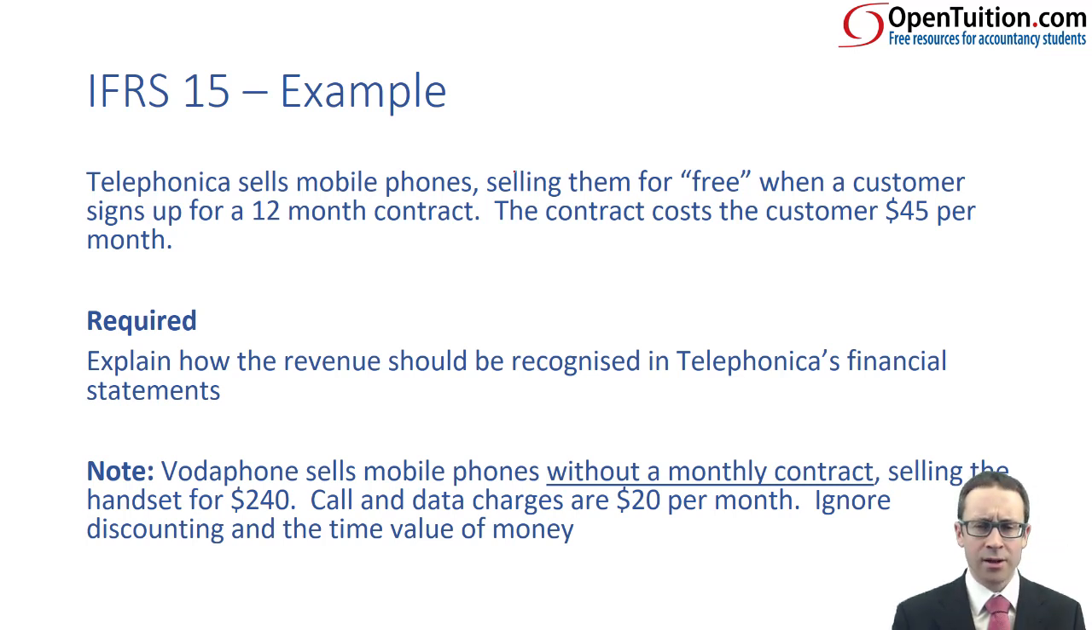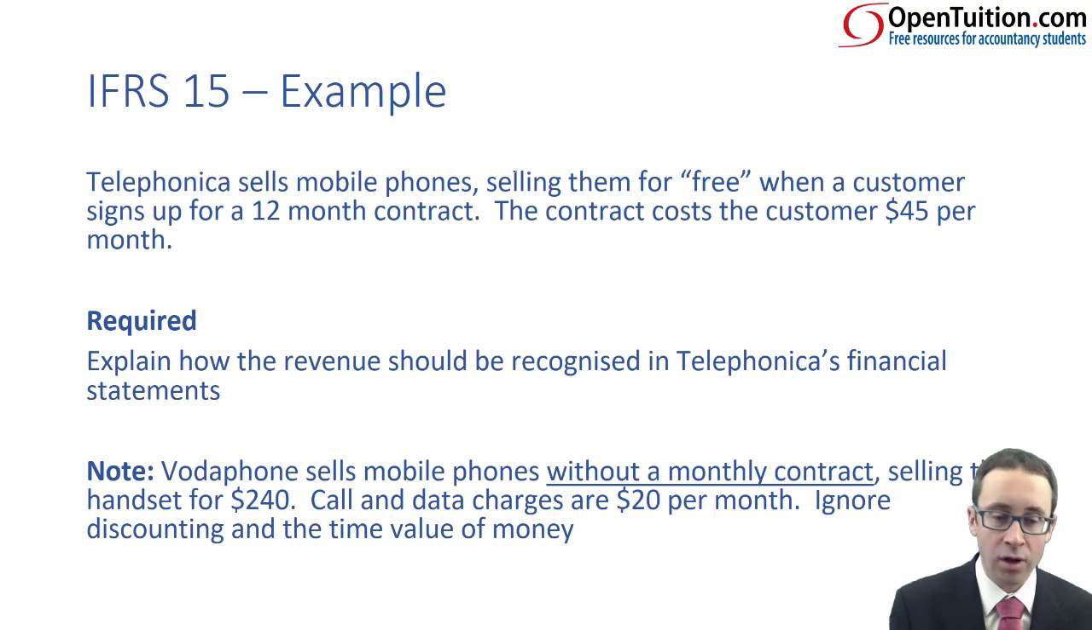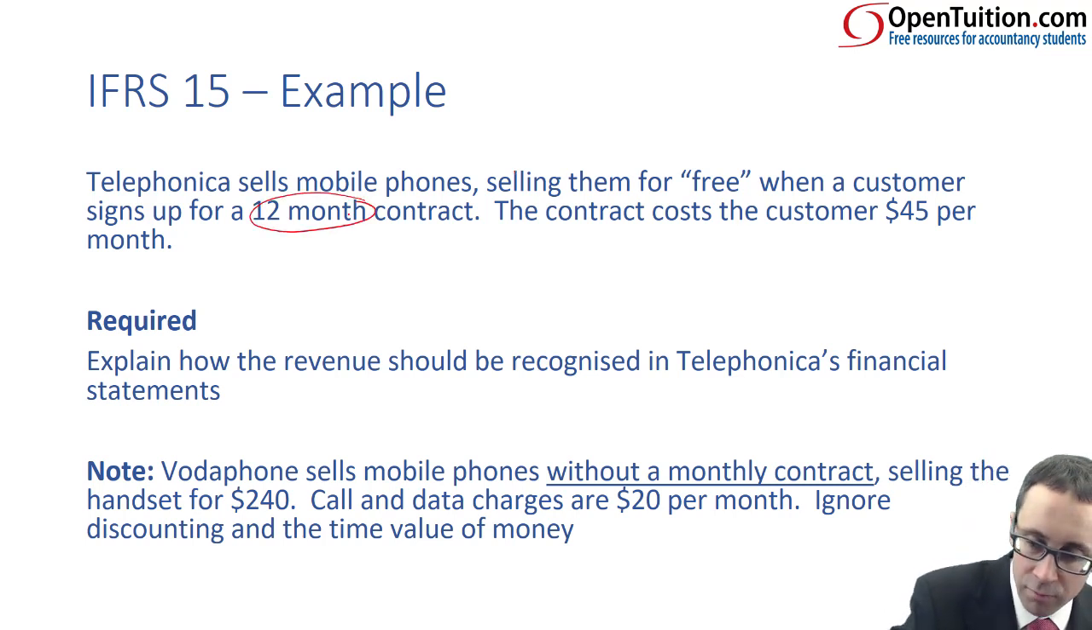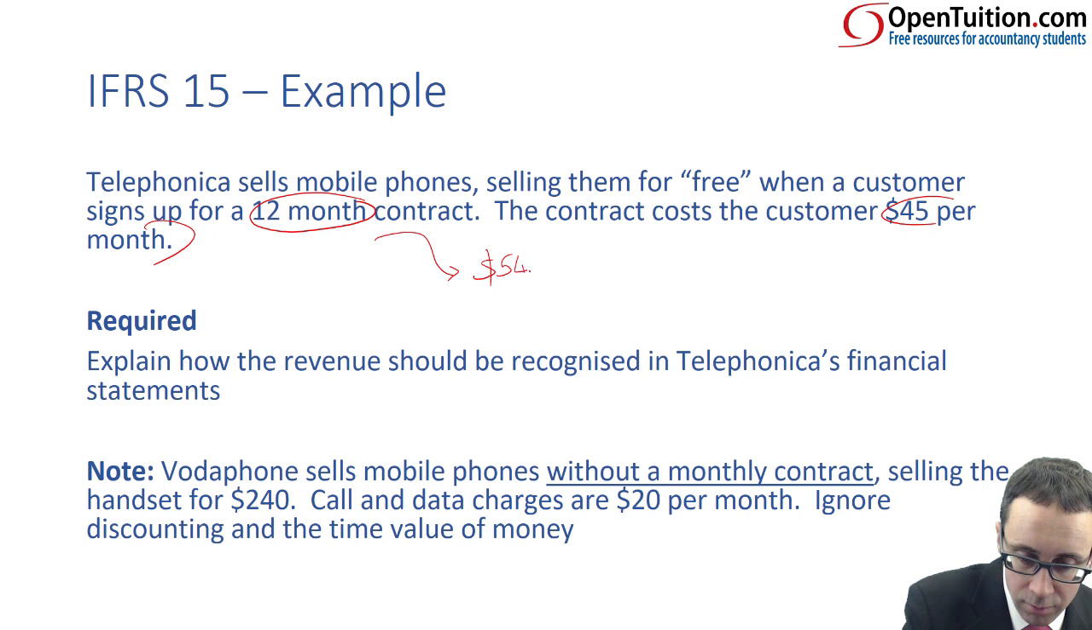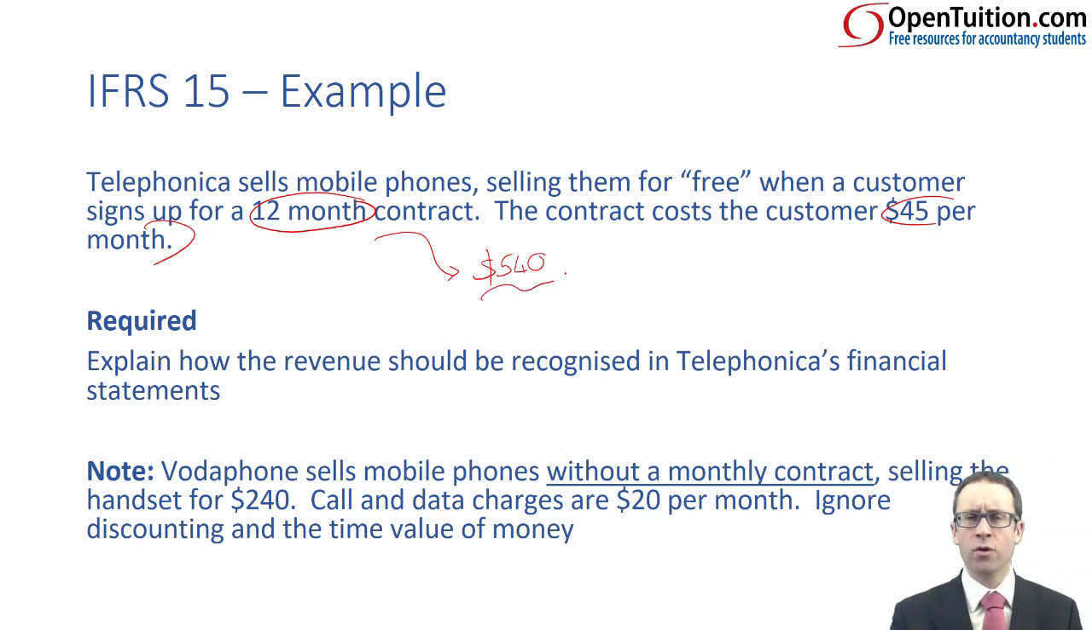Telefonica sells mobile phones, and we need to go through there and recognise the revenue. So it says, explain how the revenue should be recognised in Telefonica's financial statements. Telefonica sells mobile phones, remember, for free when a customer signs up for a 12-month contract. The contract costs $45 per month. So 12 months at $45 per month, I think, is $540 in total in terms of the price.